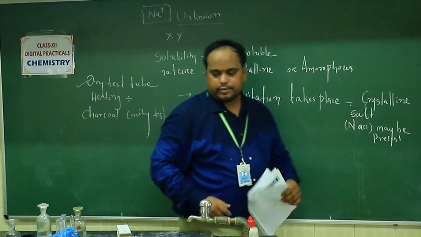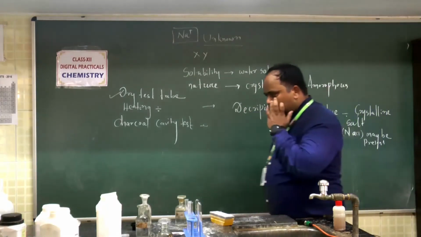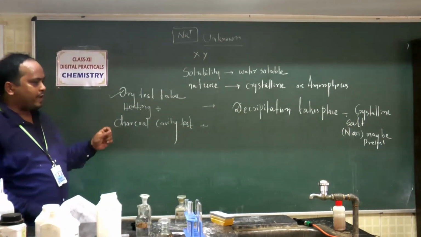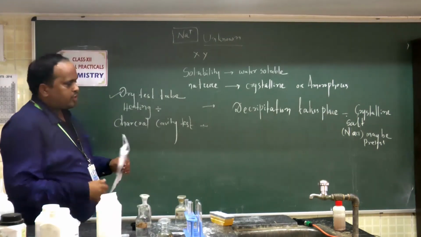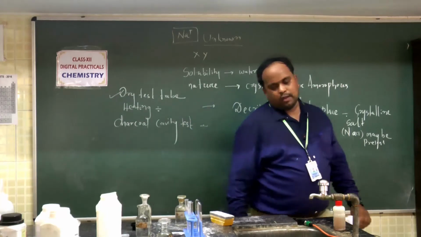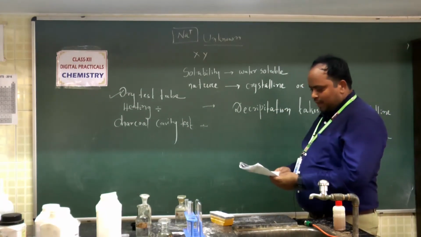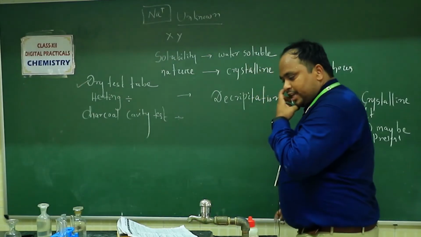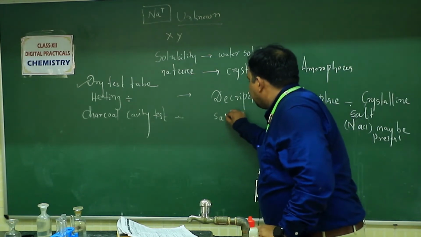Charcoal cavity test. Take a charcoal block, and in the hole of the charcoal take a pinch of salt, then blow the oxidizing flame by using a blow pipe. You will get the infusible salt decrepitated.